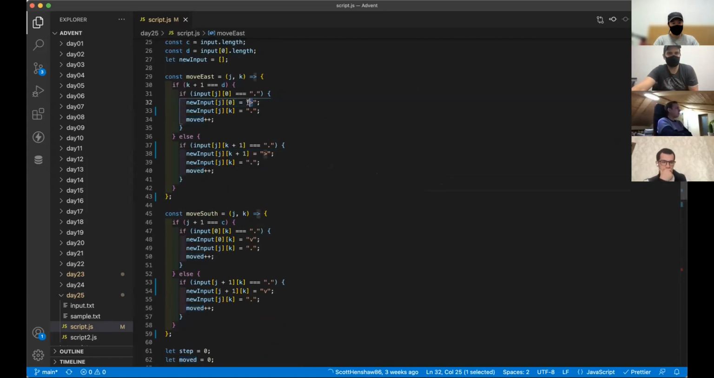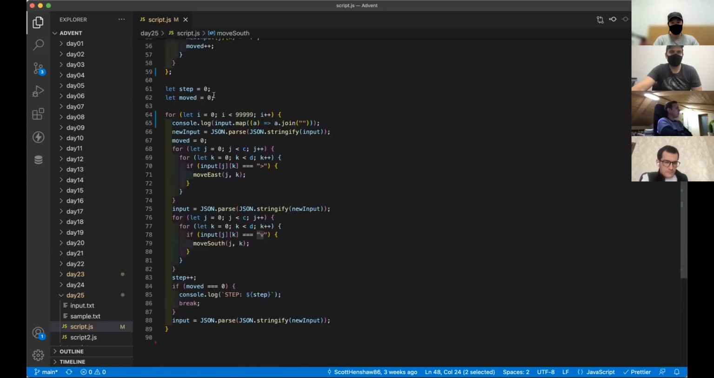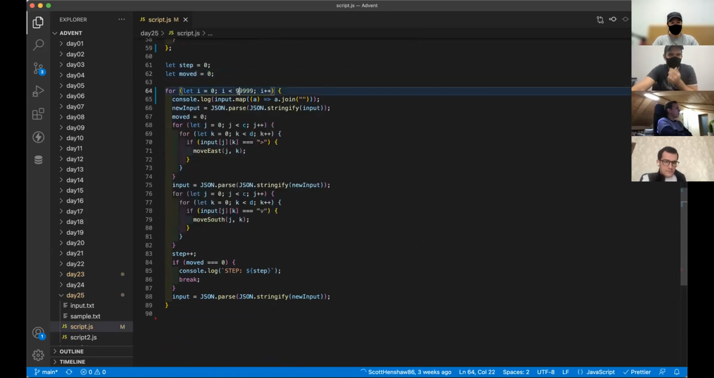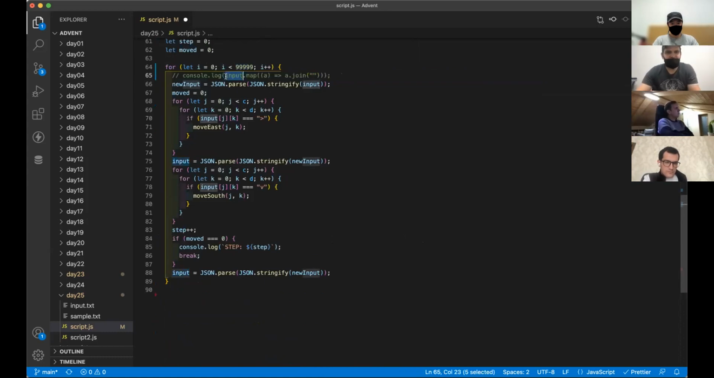I'm just using the different little dudes, the right arrows and the down arrows. Now for my main loop, I'm keeping track of two things here, my step. I need to know what step I'm on, and I'm keeping track of how many moved. So I'm gonna loop my favorite number, 9999999. I'm gonna loop this many times. I just chose an arbitrarily large number to make sure that I looped enough steps for it to actually complete. And yeah, I can get rid of that console log. That was just my map so that I could visualize it.